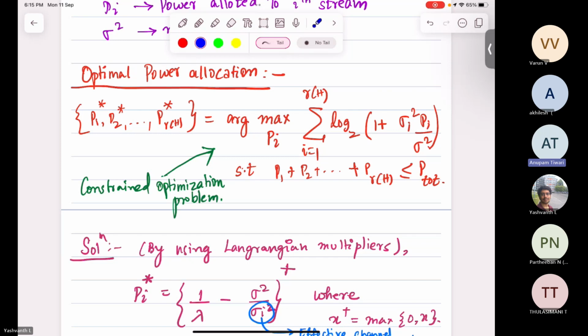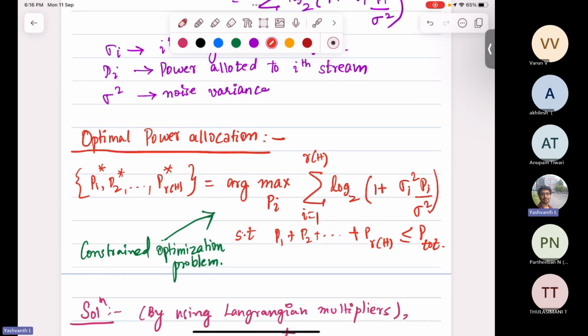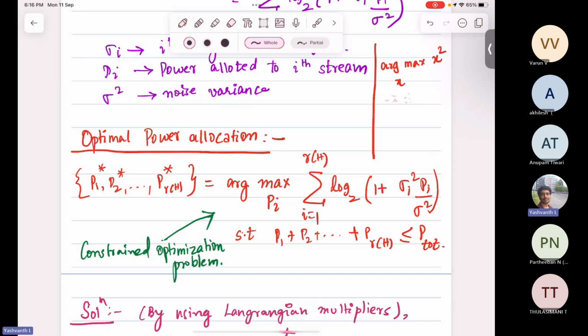Example, sir, because I understood, but please give one example of this arg. Yeah, sure. Fine. Let's say I want to do argmax of x square, where x belongs to the range, subject to the constraint. This is a constraint I'm giving: subject to constraint, x lies between 0 to 2. This is the optimization problem.